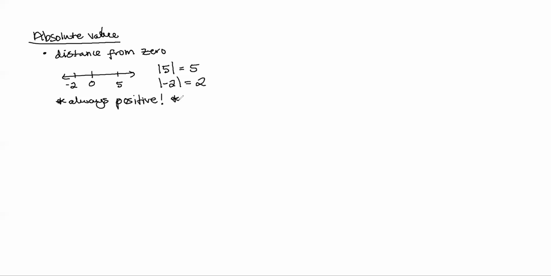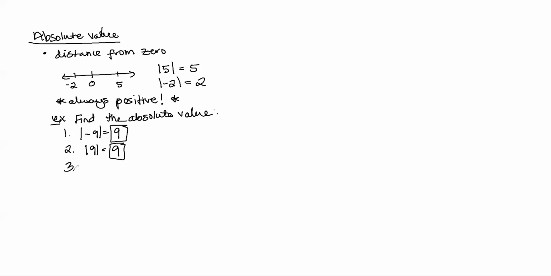So let's go ahead and take a look at some examples just so you can see what that would look like. We want to find the absolute value. Number 1 here, we're given the absolute value of -9. How far is -9 from 0? It's 9 units away. Number 2, the absolute value of 9. This one's also 9 units from 0. So if it's positive, it stays positive. If it's negative, it becomes positive.